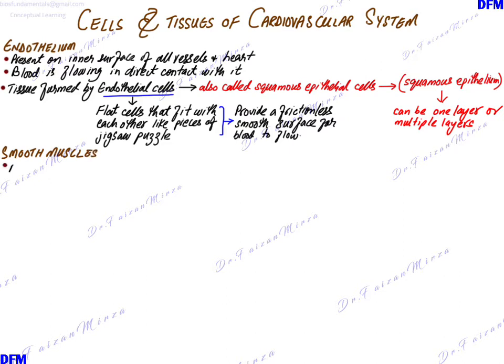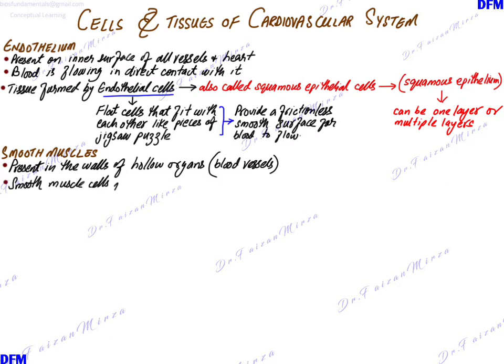The second tissue that we are discussing here is smooth muscle. Now, smooth muscles are present in the walls of hollow, tubular organs. For example, your blood vessels, your esophagus, your trachea, your bronchi, or the reproductive tubules. They all have smooth muscles. The smooth muscles can join to form multiple layers to form the thick wall of that tissue.